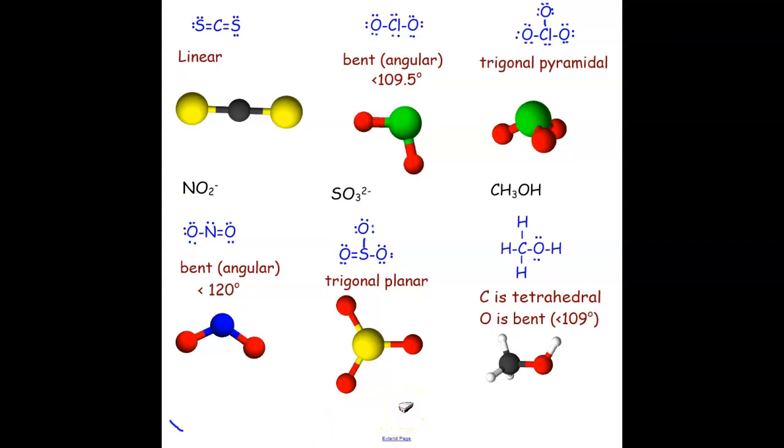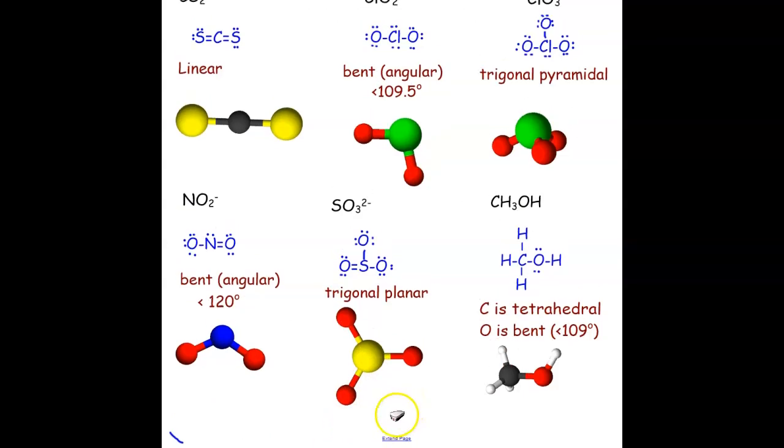Now let's take a look at the models of the shapes. We can see that the 3-dimensional models, based on experimentally determined calculations, reflect what we came up with using VSEPR.